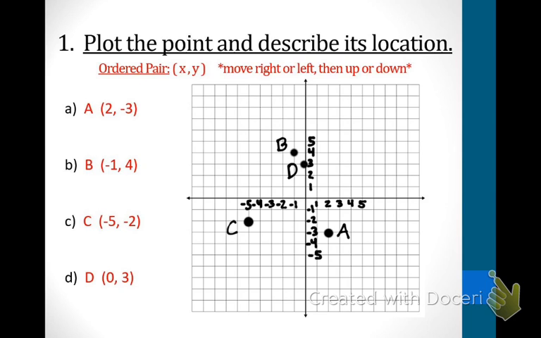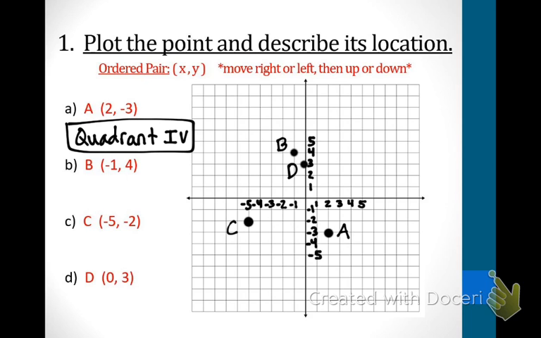Now we're going to go back through and do the second part of our instructions, where it says to describe its location. Let's talk about the first one, point A. Which location is point A in, guys? Quadrant 4. How do I do a 4 in Roman numerals? IV.